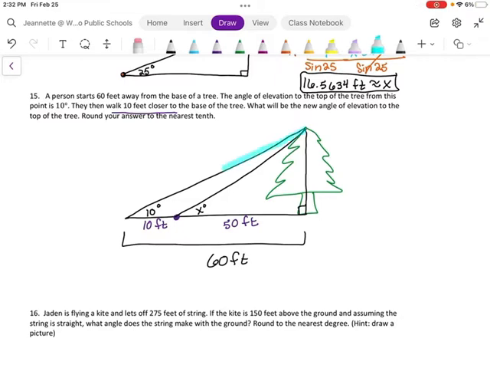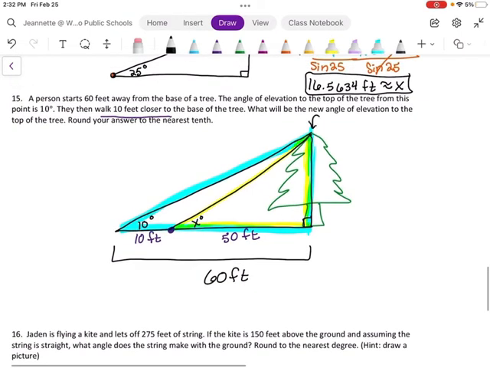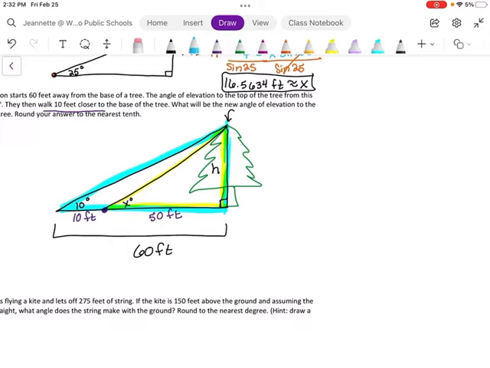So looking at this problem, we have two triangles. We have the triangle on the outside here, and then we have a triangle on the inside of that. Right there. So between the two triangles, you should notice that they both share this side right here. And because they both share that side, we're going to set up two equations using that side of the triangle so that we can solve them by using substitution.